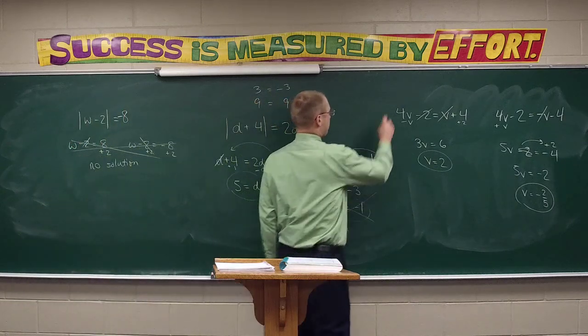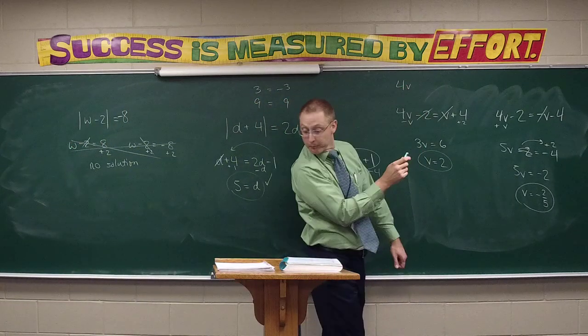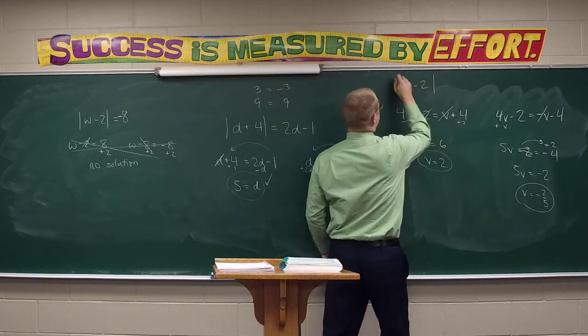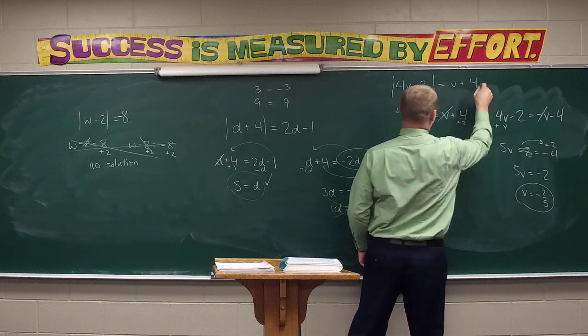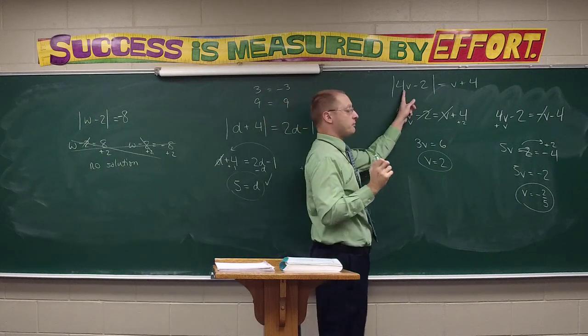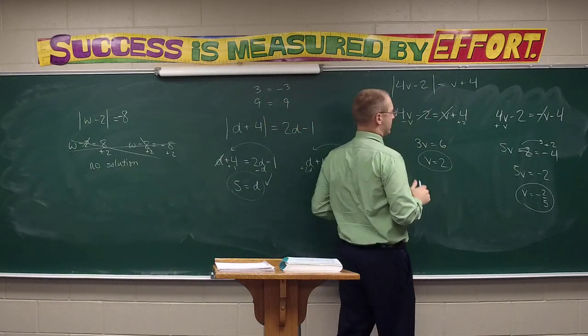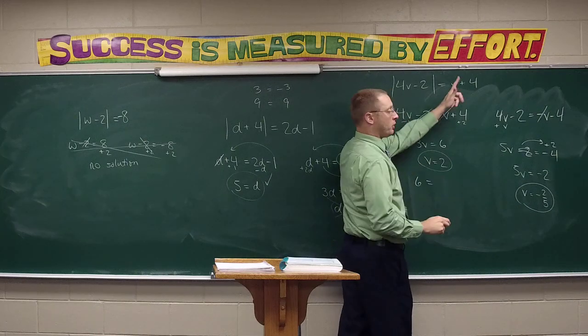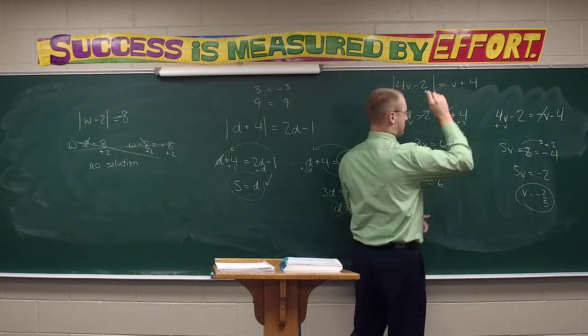Got to plug them back in. 4v minus 2 absolute value equals v plus 4. I'm definitely going to go with the easier one first, and that's the 2. Let's plug in the 2, class. 4 times 2? 8. Minus 2? 6. Absolute value 6. 6. And 2 plus 4? 6. 6. This one checks.